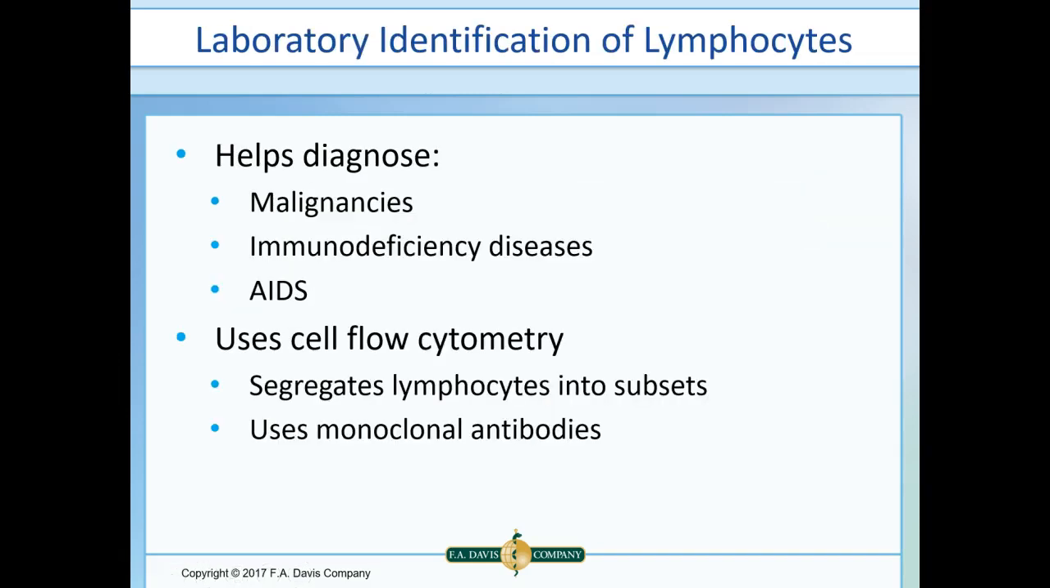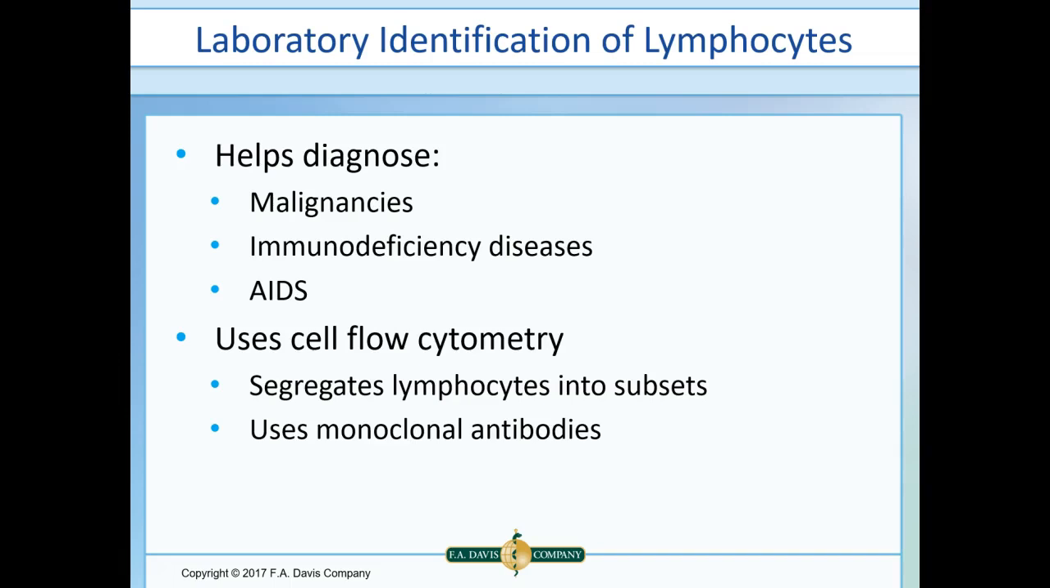We do have laboratory identification of lymphocytes, which can help diagnose malignancies, immunodeficiency diseases, and AIDS. So in malignancies, if we have abnormal lymphocytes, we're looking for certain cell markers in different malignancies, and we use something called flow cytometry, which we'll talk about here in a minute. Immunodeficiency diseases, okay, so if you're missing some type of an immunoglobulin, or you have an abnormal amount of an immunoglobulin, these are all things we're going to learn about this semester.